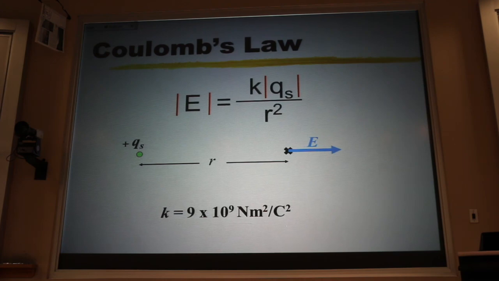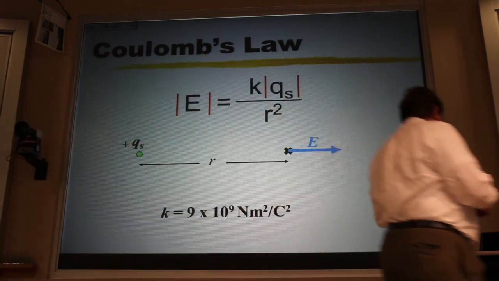And then we use the fact that this electric field is away from a positive source and towards a negative source. Always away from a positive, always towards a negative.